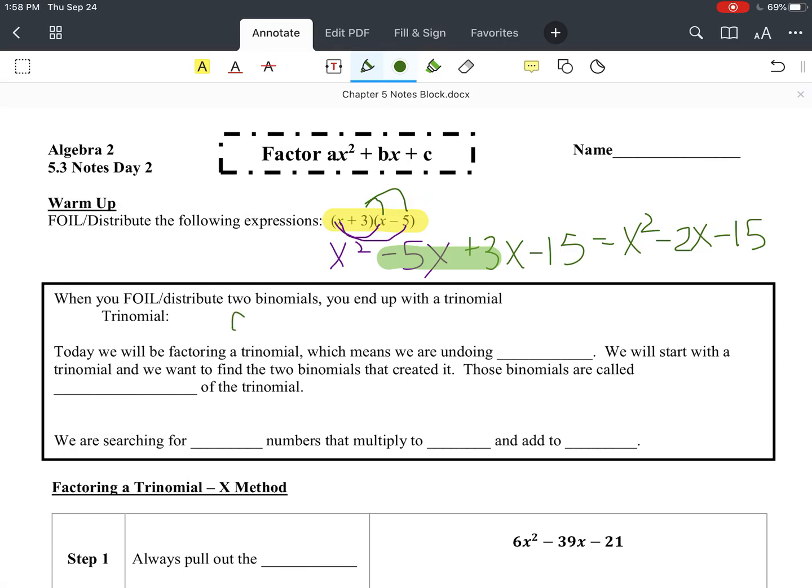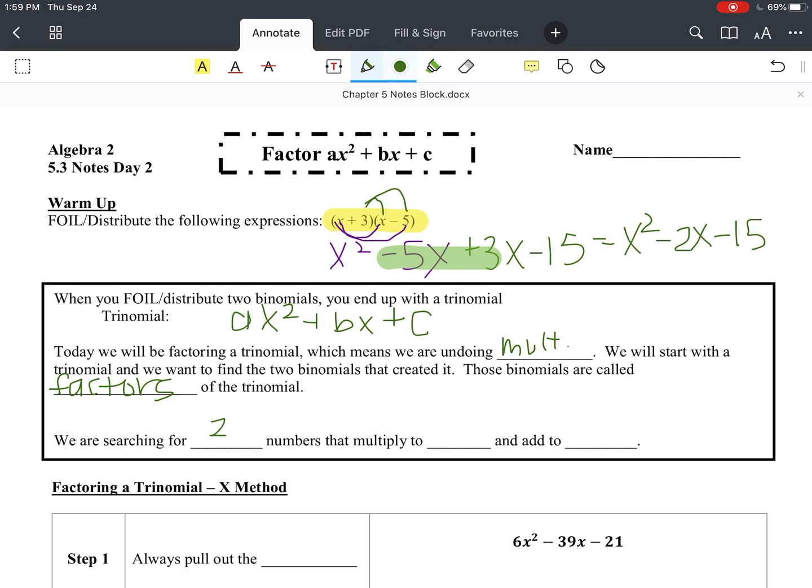We're going to take a trinomial. So trinomials are in the form of ax squared plus bx plus c, just like standard form of a quadratic. And we're going to end up with two binomials. So we're undoing that multiplication that we just did in the warm-up. We're going to start with the trinomial, and we want to find two binomials that created it. And then those two binomials, we call them the factors of the trinomial. So those are two factors because they technically divide out the trinomial. They multiply to the trinomial. You can divide the trinomial by the factors.